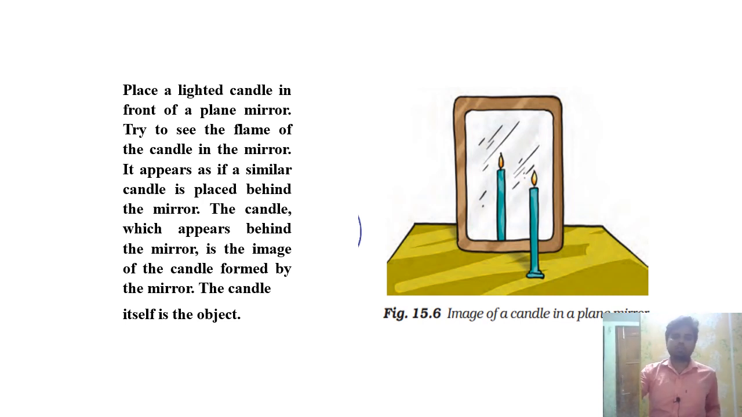What you can see in this mirror is that if I am placing one object in front of the mirror, this is known as the object. The image is formed just behind this mirror. Due to the reflection of light, the image is formed in the mirror.